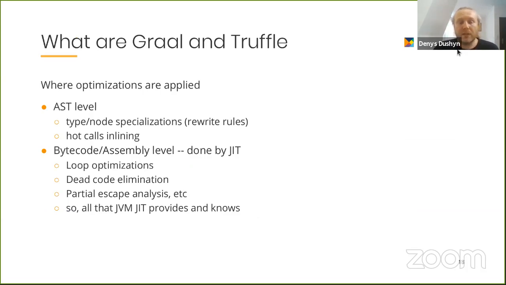On this slide, I will summarize all that I said before. So optimizations will be applied on two different levels. The first level is the abstract syntax tree level, where type or node specializations may be applied. In literature or compiler theory, you can find another name: rewrite rules. Also, on the AST level, there is another optimization called hot calls inlining.